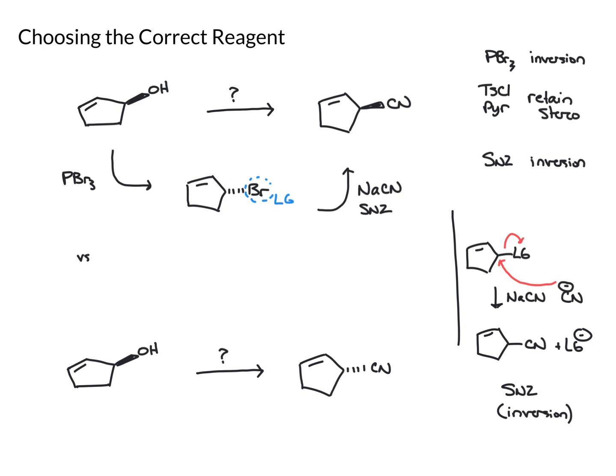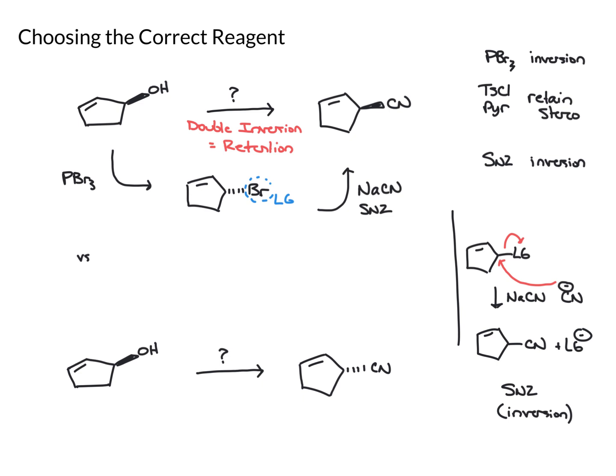So you can think of this process as double inversion, or retention. So if you want to do an SN2 and retain the stereochemistry, use PBr3 to invert, then the sodium cyanide, or the SN2 reaction, inverts again.